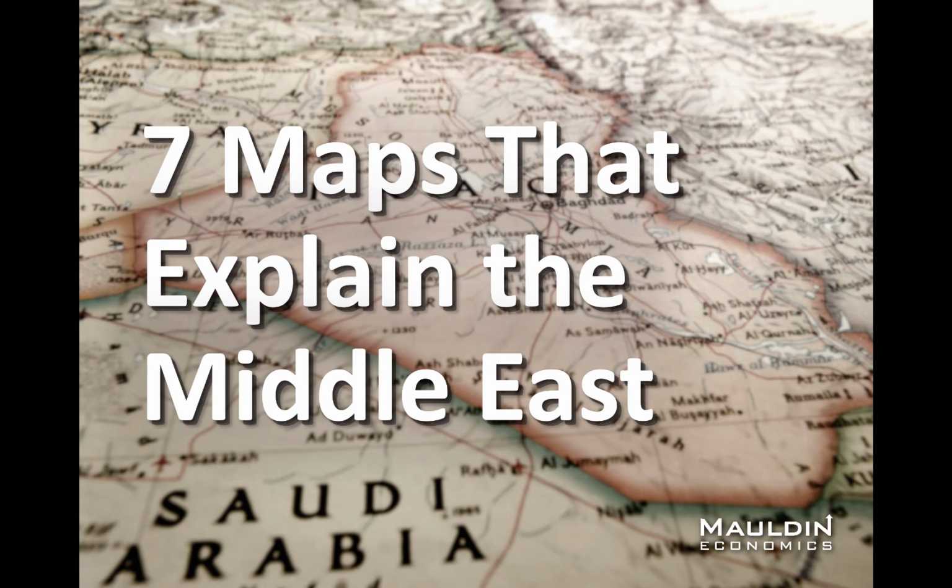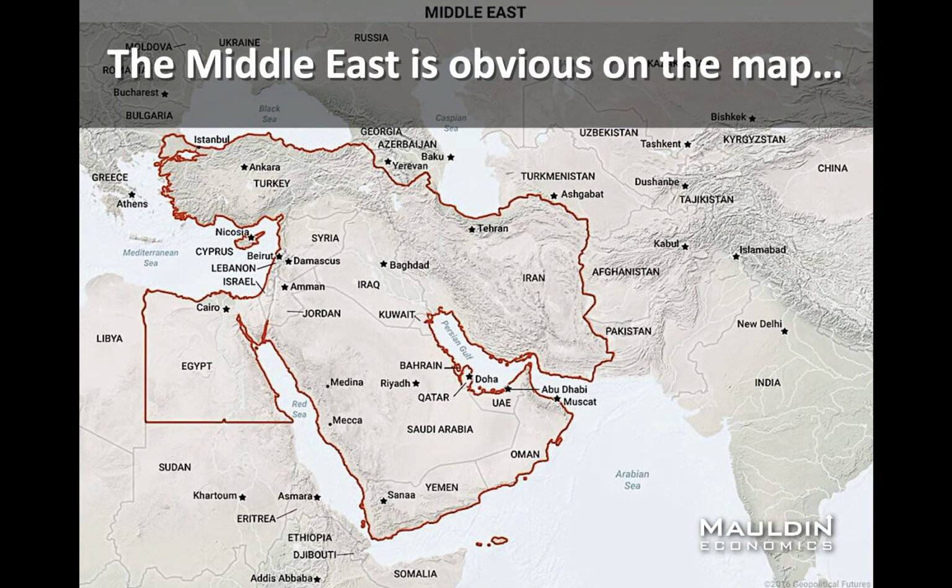I like maps, and we'll use maps as we go through this course. And so I'll start with 7 maps that explain the Middle East. So first of all, you look at the Middle East and you see Egypt, Israel, Lebanon, Syria, Jordan, Saudi Arabia, the Gulf countries, the United Arab Emirates, Oman, Yemen, and then into Iran, as I say, which is not an Arab country, and then Turkey, which also is not.